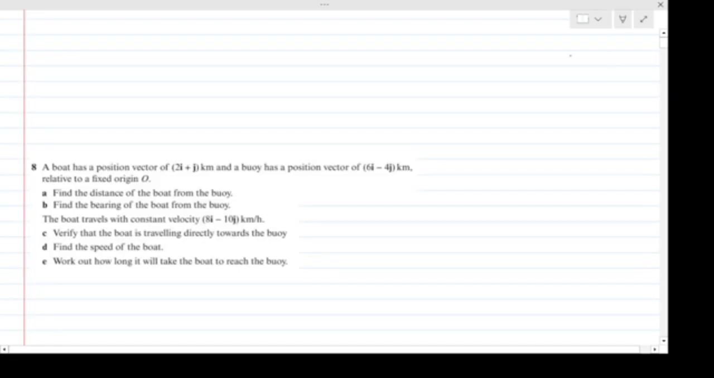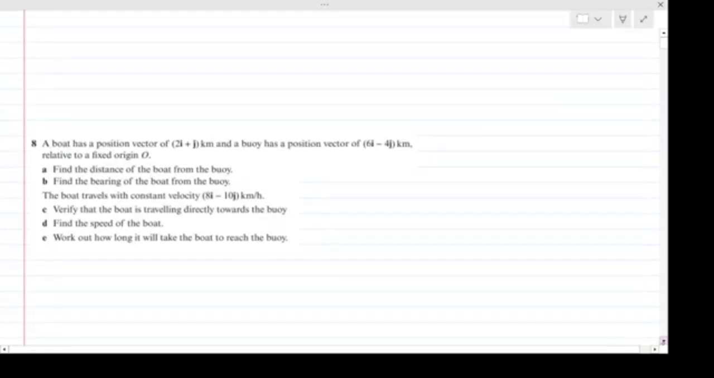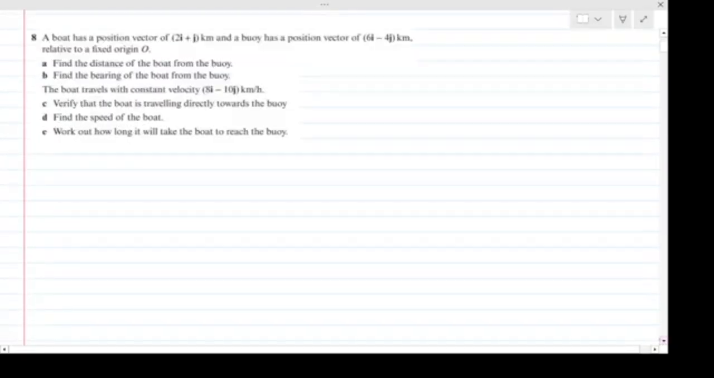Okay, so we've got this question now, and this question will use ideas of velocity and displacement that we looked at the start of the section. But we are told in this question a boat has a position vector of 2i and j kilometers, and a boy has position vector of 6i minus 4j relative to origin O. First of all, find the distance from the boat to the boy.